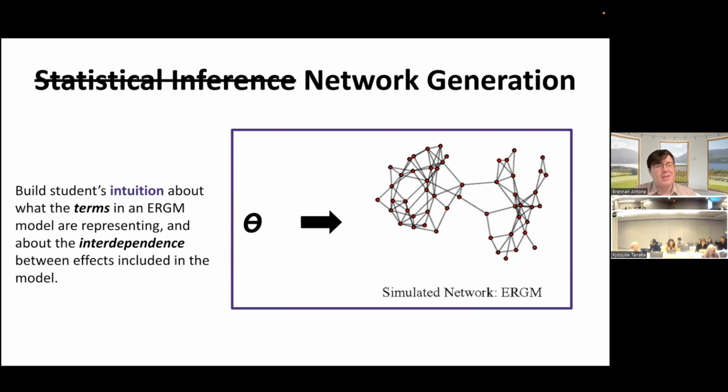We want them to have intuition about what the terms in an ERGM are representing and about the interdependence between effects included in the model. So if I change one effect, then I may also need to change the other effects around that. How are the different effects interacting to produce, based off of these local properties, the complex structure in the network as a whole?